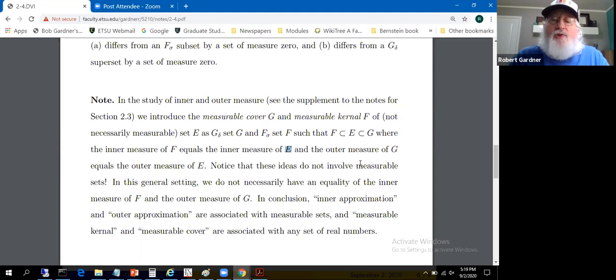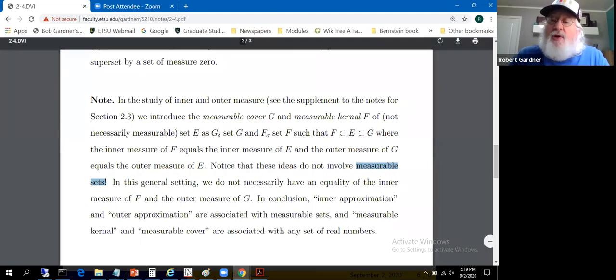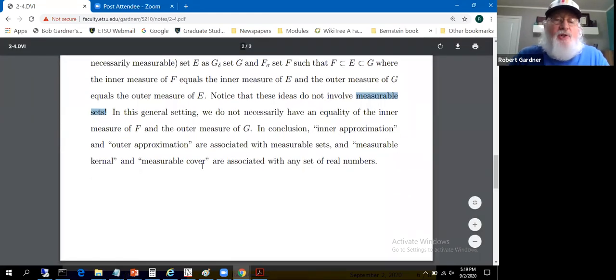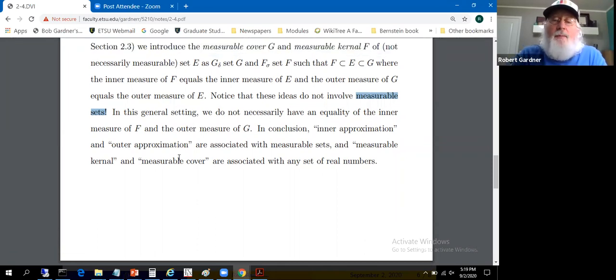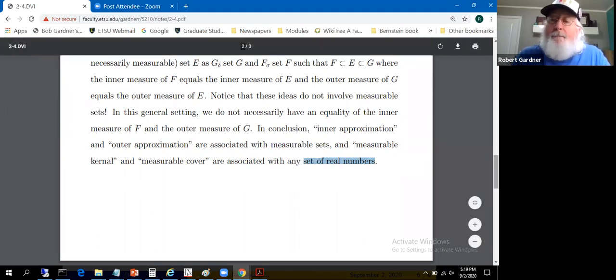So we weren't talking about measurable sets in that conversation about measurable covers and measurable kernels. This inner approximation and outer approximation stuff looks like what we did with that other stuff. But it's not, because here we've assumed we've got measurable sets. So inner and outer approximation are properties of measurable sets. Measurable kernel and measurable cover are associated with any set of real numbers. We want to stay away from all sets of real numbers because weird stuff happens with their measures. We'll restrict our attention largely to measurable sets.